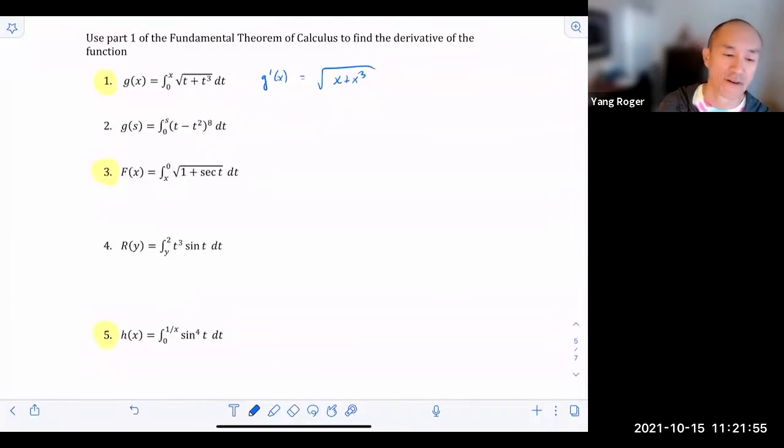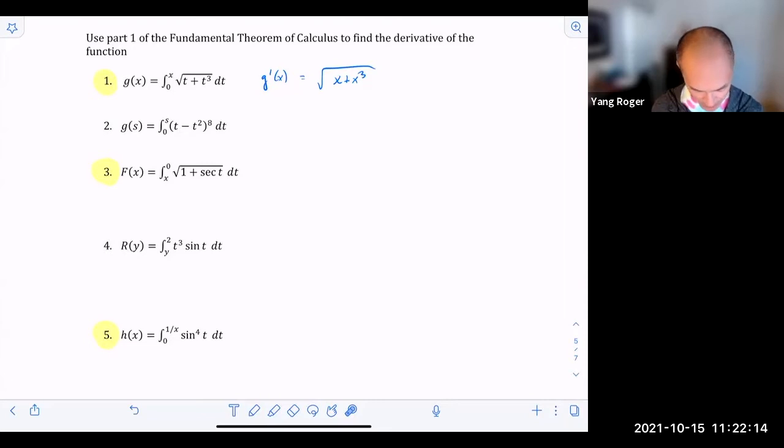There is no difference, Stephanie, between lowercase g and uppercase G. This is just the name of the function. Your book likes to use uppercase for a lot of stuff, but I kind of mixed up the letters because it's just a name.